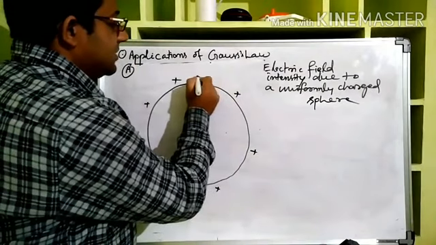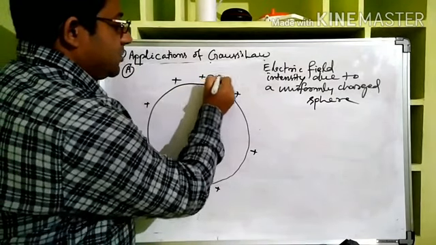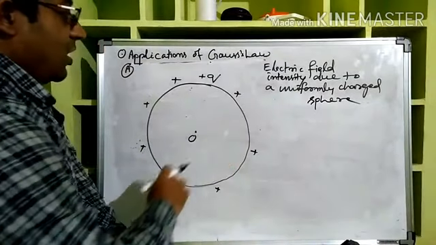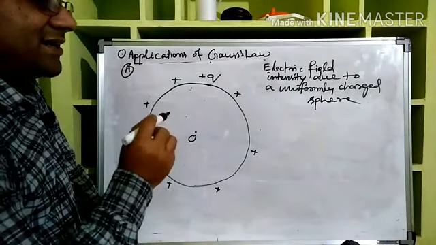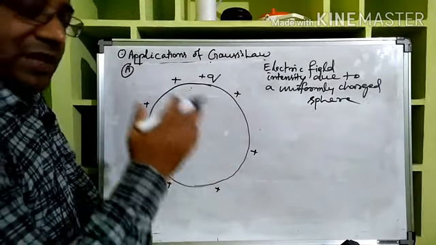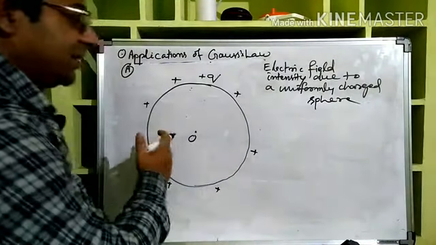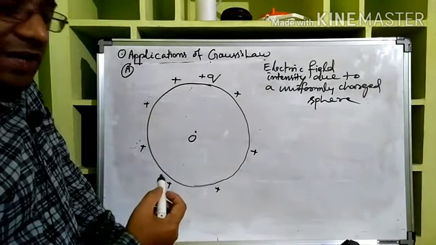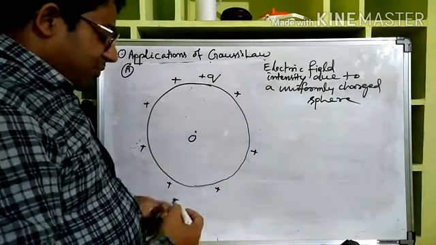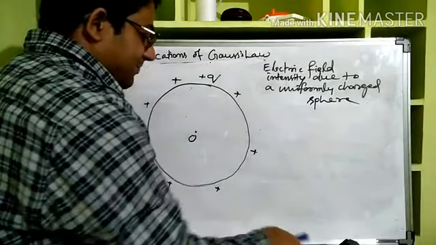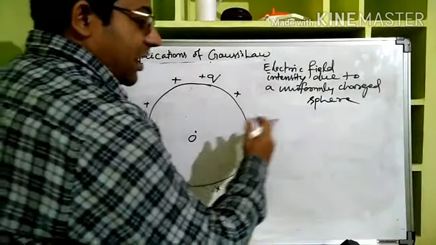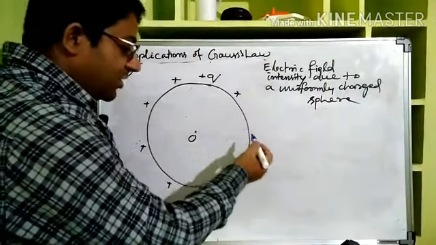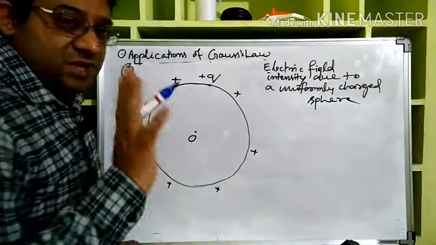Let us say it is plus Q charge given to the surface. Now we are going to find out the electric field intensity at any point due to this uniformly charged sphere. Now when we are saying any point, how many possibilities are there? That point may be outside the sphere, that point may be on the surface of the sphere, or that point can be inside the sphere. These three possibilities are there.